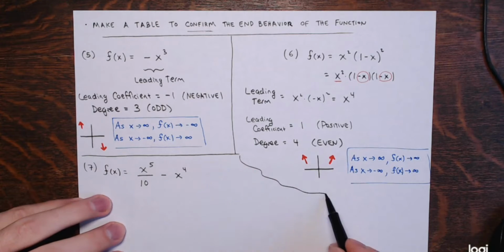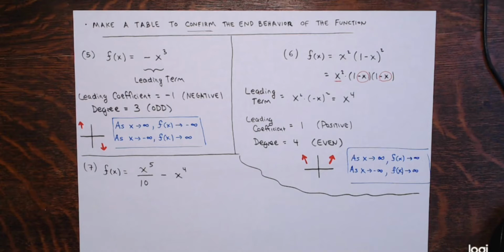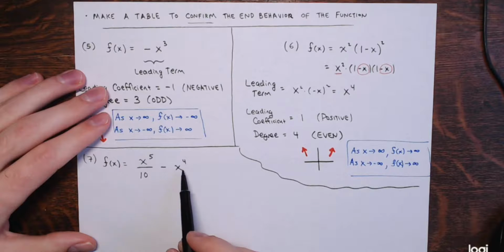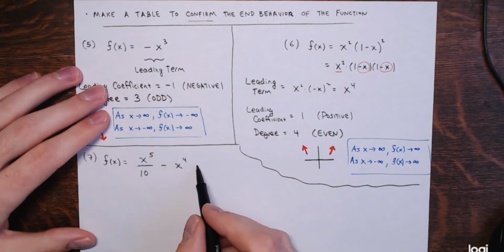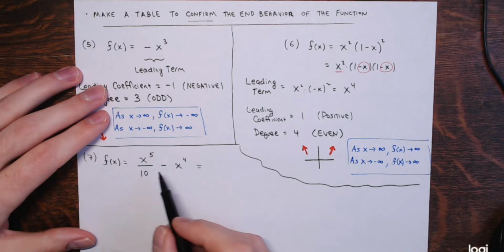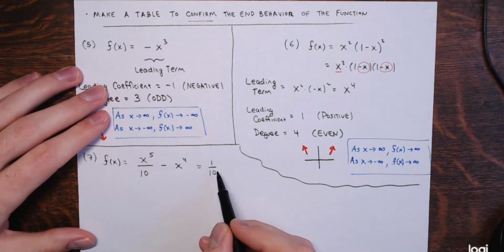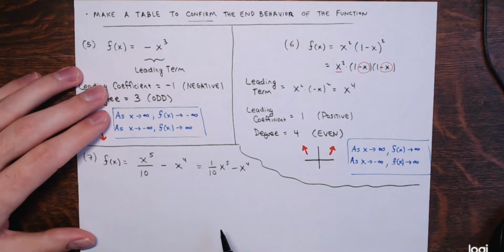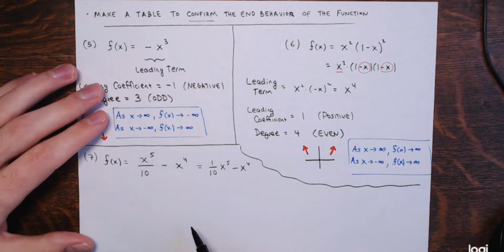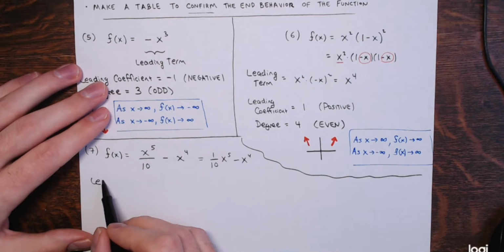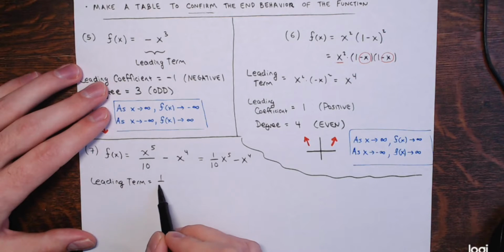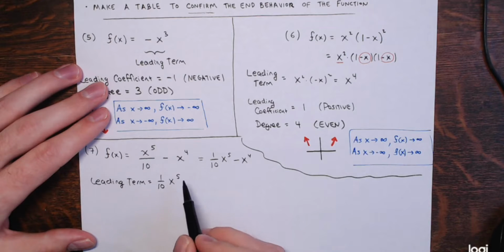All right, and then I got just one more example. This one's already written out in our nice general form. Now, if you don't like x to the 5th divided by 10, you can write that instead as 1/10 times x to the 5th, and then minus x to the 4th. But it's in that general form already, so the leading term is very easy to identify. It's just this, positive 1/10 times x to the 5th, the highest powered term.